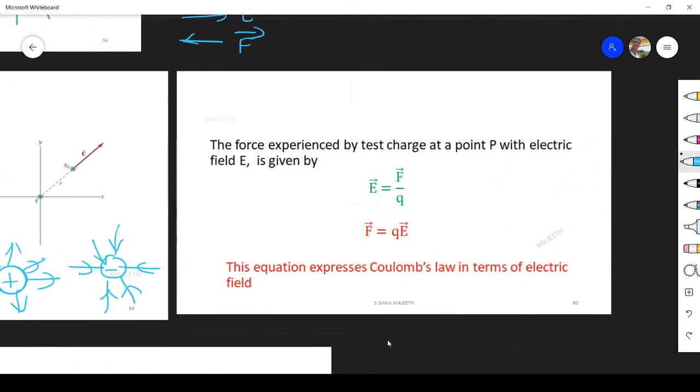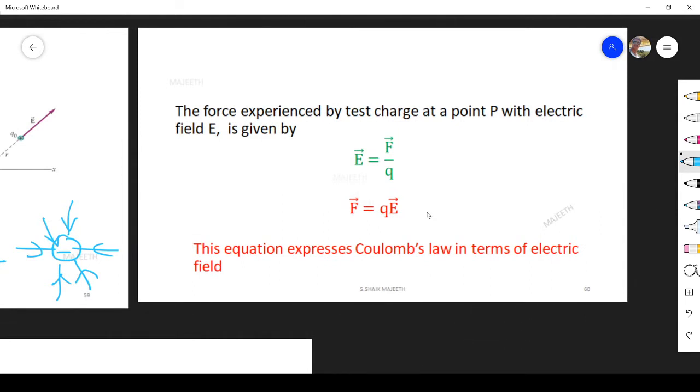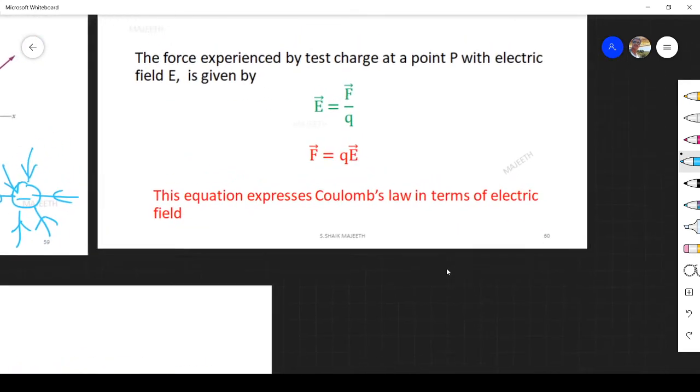Next one is very important. The force experienced by a charge at point P with electric field E, we know, is given by E is equal to F by Q. So F is equal to QE. Just now I told you. What is F? Coulomb's force. What is E? Electric field. So this equation F is equal to QE expresses Coulomb force in terms of electric field. So this is a very important relation.